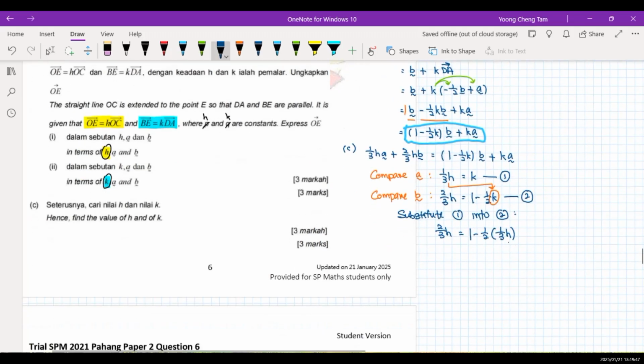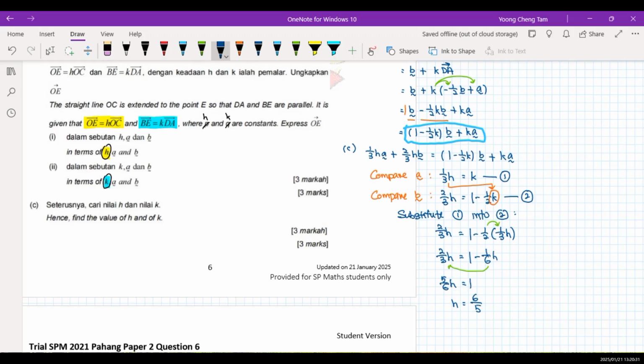Let's do some simple calculation. 1 over 2 times 1 over 3, so 2 over 3h equals 1 minus 1 over 6h. To solve this equation, you need to move the terms to the same side. So you get 2 over 3 plus 1 over 6, which is 5 over 6h equal to 1. Then move 5 over 6 to the other side, flip the fraction, and it becomes 6 over 5. So h equals 6 over 5.